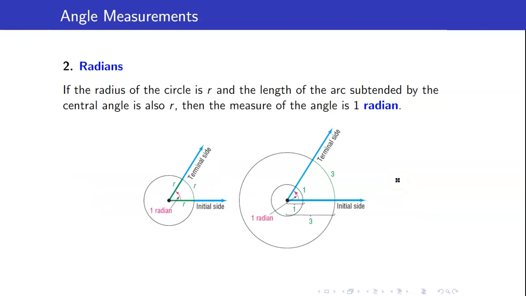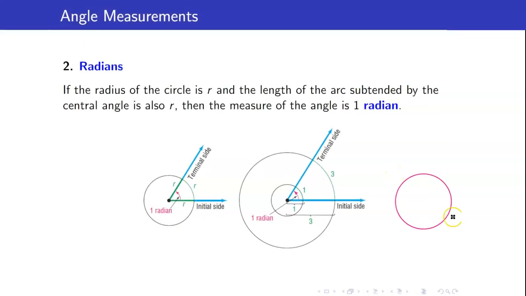The second unit of measurement for angles is radians. If the radius of a circle is r and the length of the arc subtended by the central angle is also r, then the measure of that angle is 1 radian. So for example here, you have a radius of r and this is your central angle. We say that we have a central angle if the vertex of the angle lies on the center. If this length here is r units, then the angle here is equal to 1 radian. For example, in this circle, the radius is 3 and this length is also 3 units. So we now say that this angle has a measure of 1 radian.